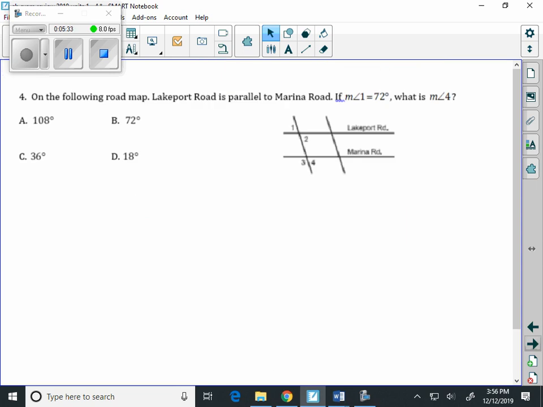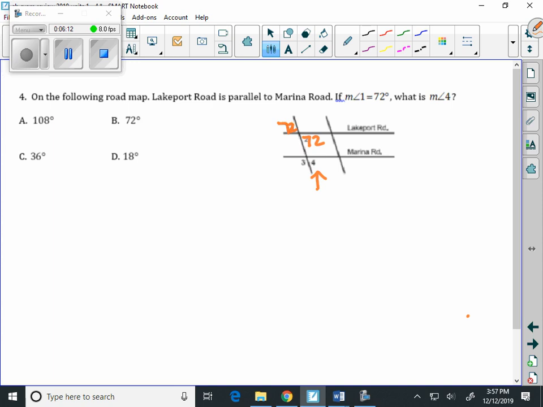Number 4, on the following road map, Lakeport Road is parallel to Marina Road. If the measure of angle 1 is 72 degrees, what is the measure of angle 4? And this is a multiple choice question. As we take a closer look at this one, this value is 72. And if we look real close here, angle 2 is also 72 degrees because it's a vertical angle. Ultimately what we're trying to figure out is how big is angle 4.